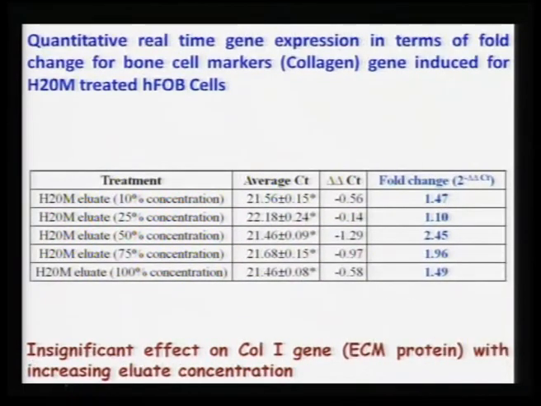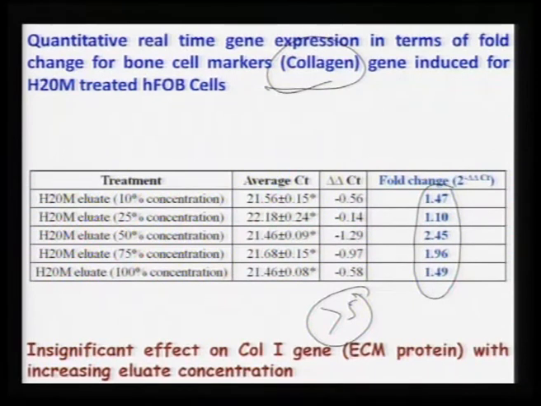Okay. Now, another gene is the collagen gene expression. In the collagen genes, what you notice here is that the fold change is a little bit higher than 1, but it is certainly not greater than 5 or something like that. So, there is an insignificant effect on the fold change values in the case of the collagen genes. Collagen is an ECM protein, nothing but the extracellular matrix protein. So, these particular eluates will not have much effect on collagen synthesis either.